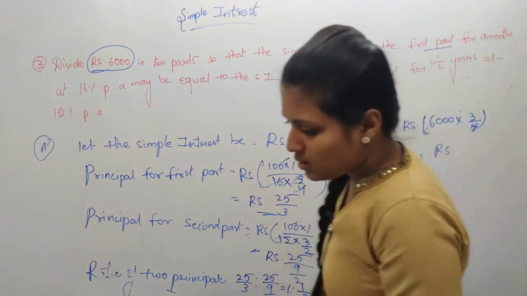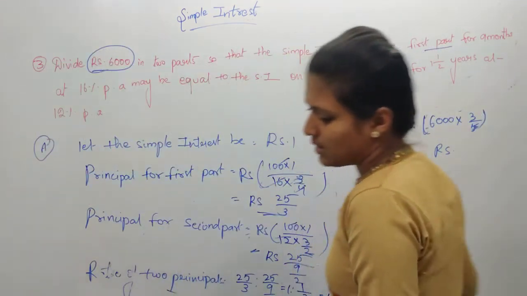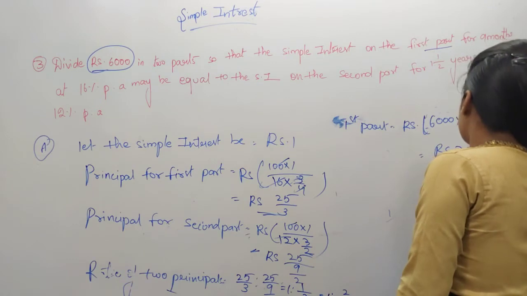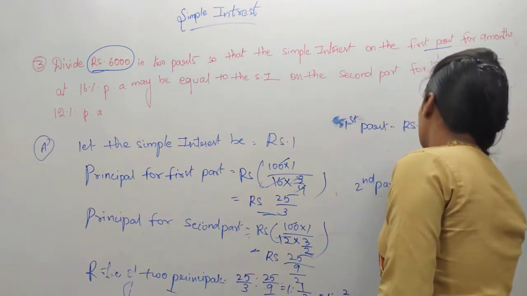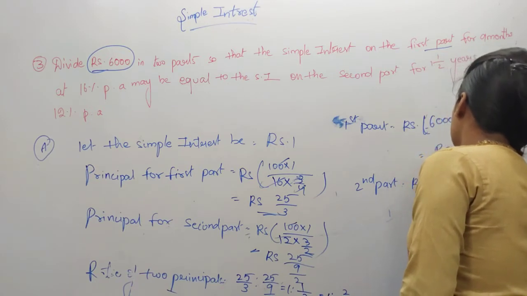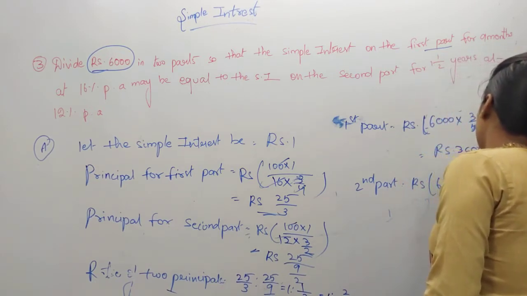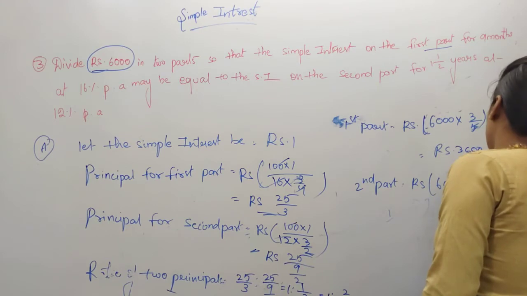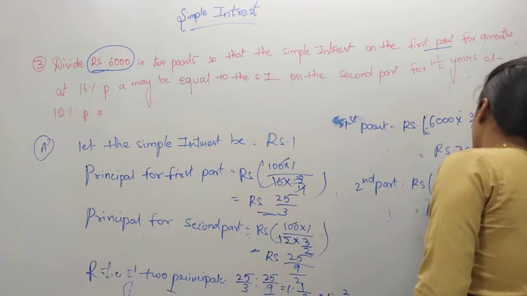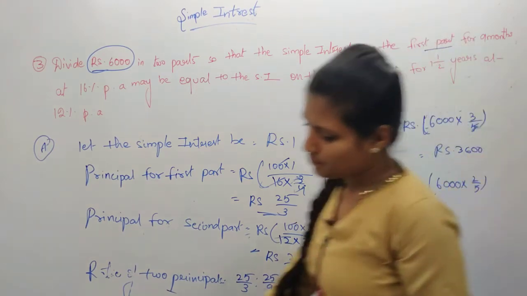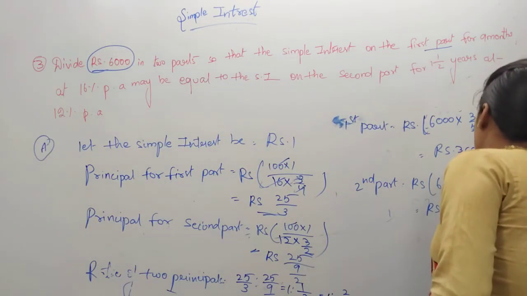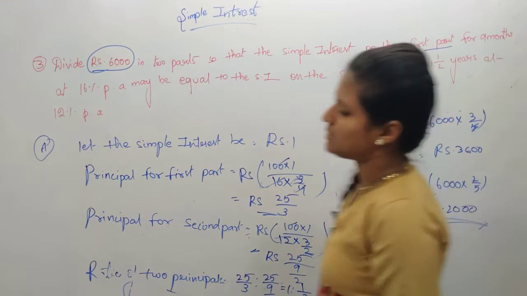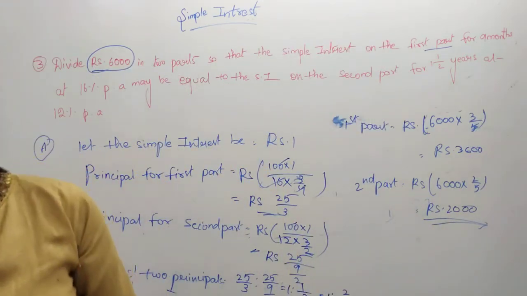Rupees 3,600. And the second part, rupees 6,000 into 2 by 5. What answer did he get? Rupees 2,000. This is the final answer. Next, solve the next problem.